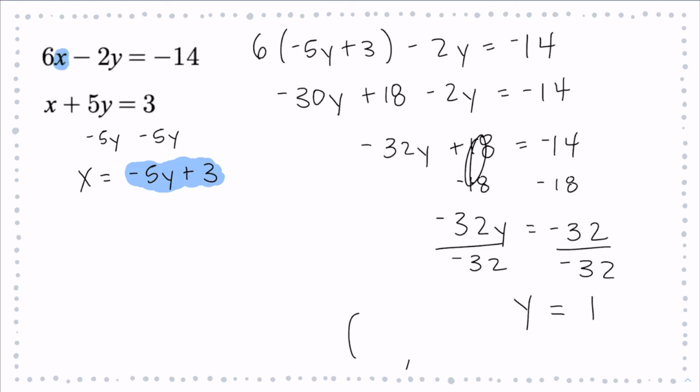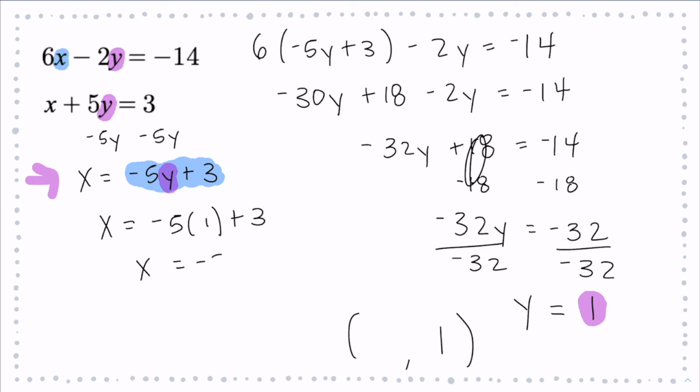Now that we know that our y coordinate is 1, let's figure out our x coordinate. Since we have y equals 1, we can substitute 1 into any equation for y. We can also use this equation because it is equivalent to that second one we rearranged, and that's what I'm going to do. x equals negative 5 times 1 plus 3. Negative 5 times 1 is negative 5, plus 3 gives us negative 2. So our solution is negative 2, 1.